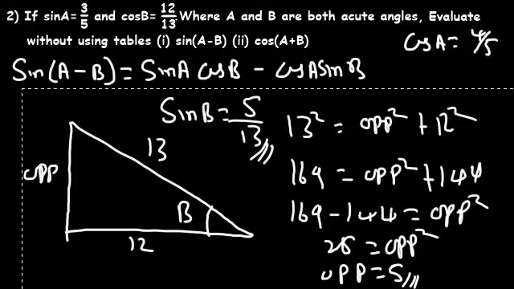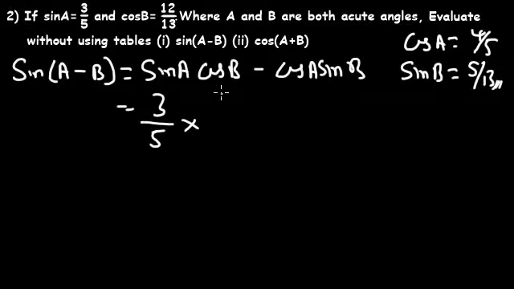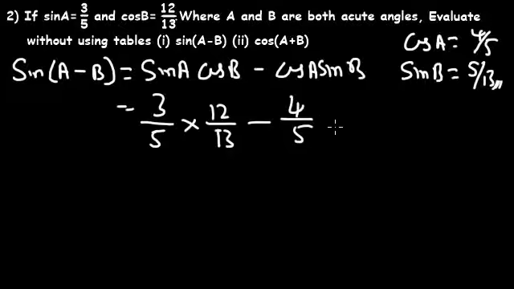Now that we have cosine A and sine B, we can proceed on solving our question. So sine B equals, what do we get? 5/13. Perfect. So we said this is the simplification. We can proceed on substituting. So sine A, we got that to be what? Is given as 3/5. So we have 3/5 times cosine B. We have that as what? 12/13. The minus cosine A, we have that to be 4/5 times sine B.